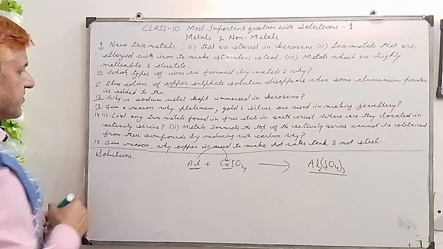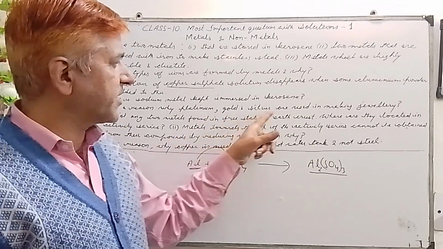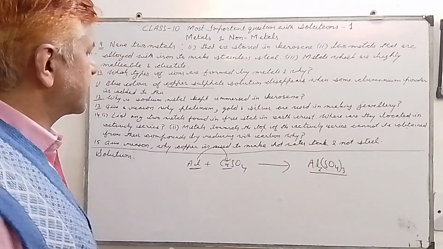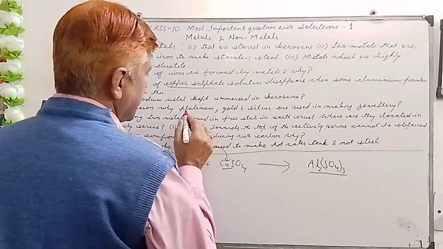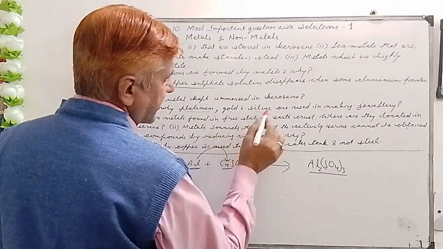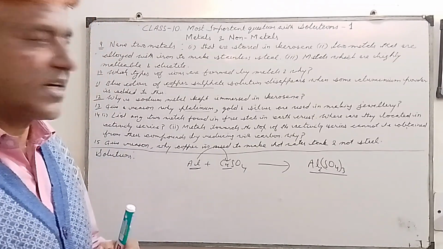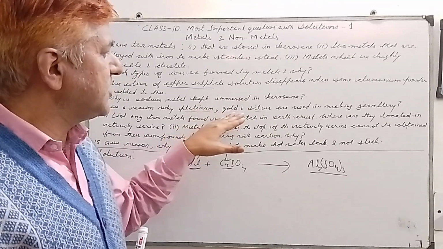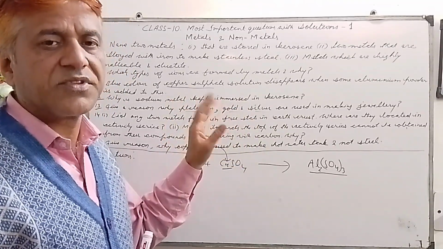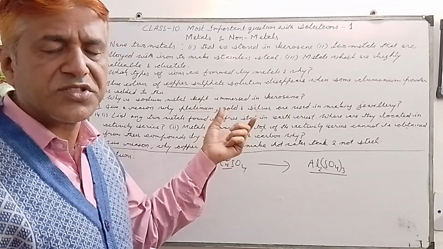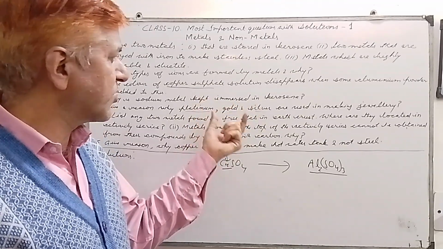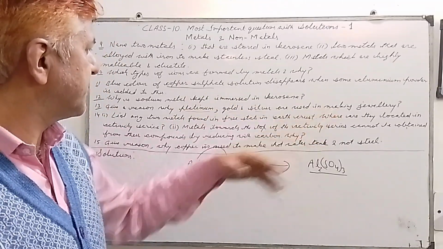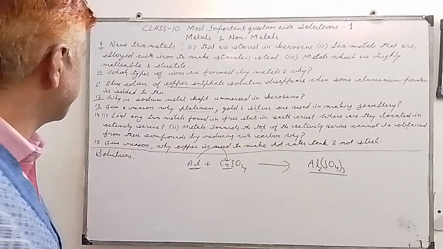Number 13 is, give a reason why platinum, gold, silver are used in making jewelry. So first reason is that these metals, platinum, gold and silver, are ductile and malleable. Second is that they are shining also. And third reason is that they do not easily react with oxygen or moisture, or we can say they do not corrode easily. So that is why jewelry is made up of platinum, gold and silver metals.